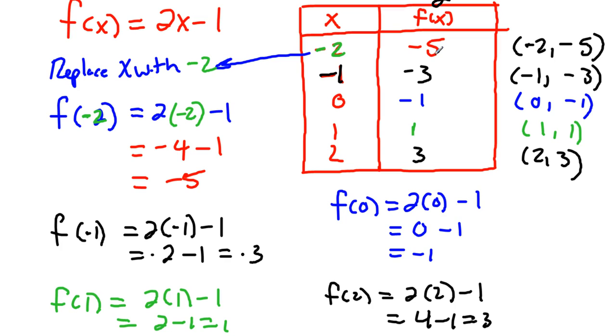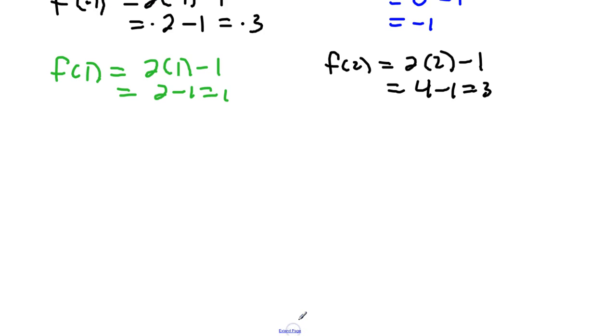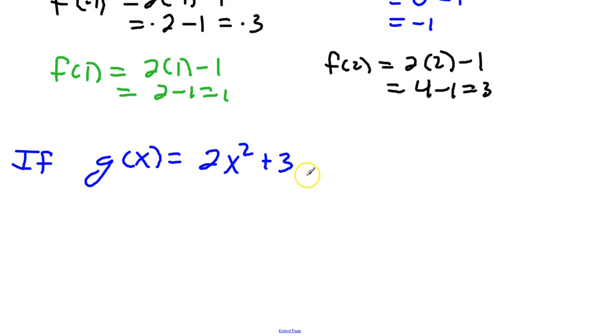Now, letter-wise, they can change the letters. Functions don't necessarily have to be f. They can change those different letters and have you plug in all kinds of different numbers. They may say, all right, let's say that g of x is 2x squared plus 3. And they may tell you, all right, find g of negative 4. Something like that, maybe.